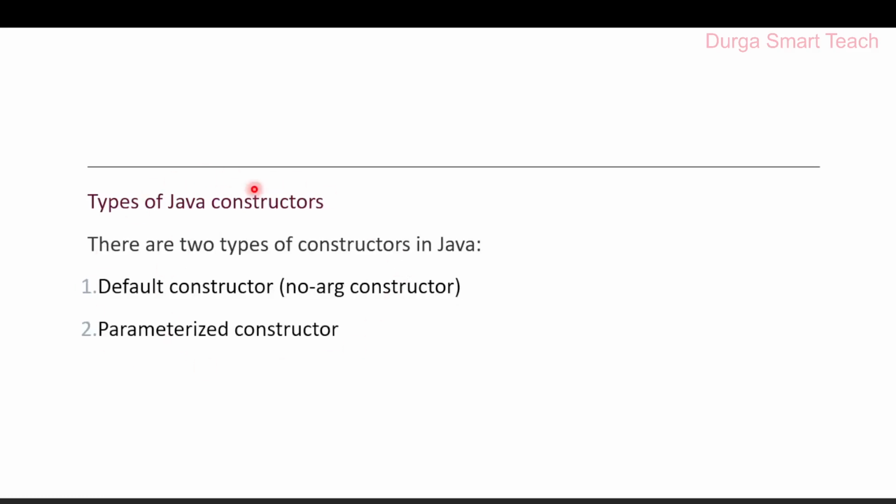These are the rules. There are two types of constructor: the default constructor and the parameterized constructor. A default constructor is a constructor which does not contain any parameters. A no-argument constructor is known as a default constructor. Parameters and arguments are both the same; parameters are nothing but inputs. In this video I will explain the default constructor. In the next video I will explain the parameterized constructor.